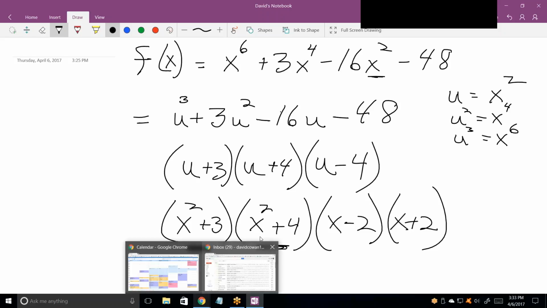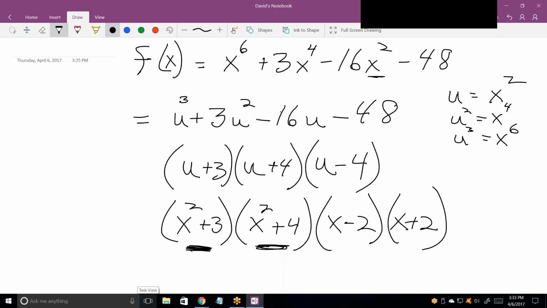You can always tell an irreducible quadratic because this number is always positive, and it is, regardless of whether x is positive or negative. Then I can't factor the sum of squares. Particularly can't factor x squared plus some positive number because that's always above 0, so is that. Okay? So I've solved the problem because I cannot factor those further.